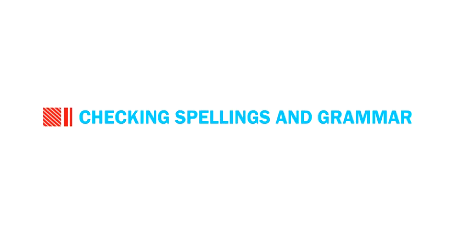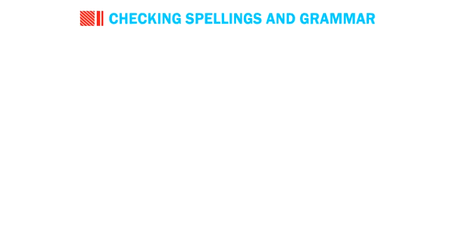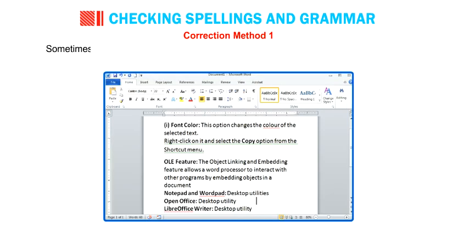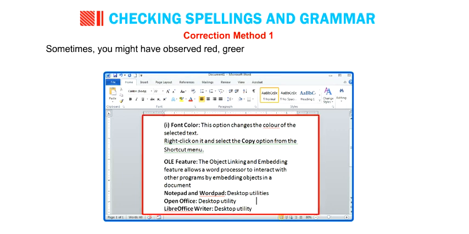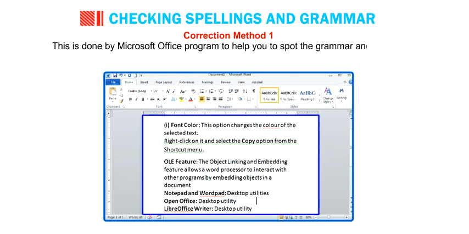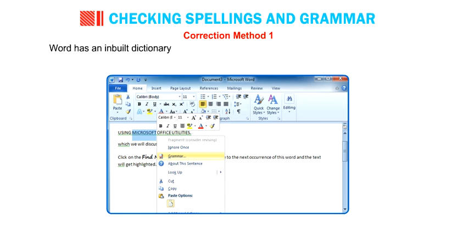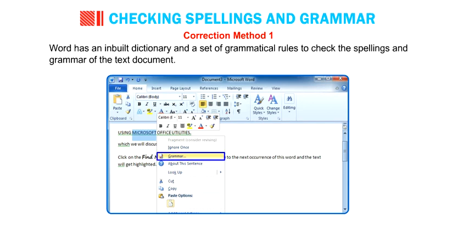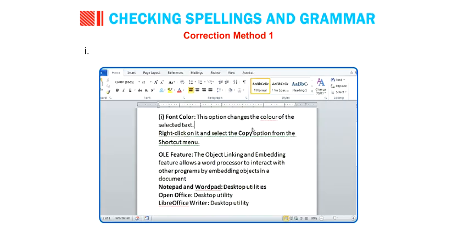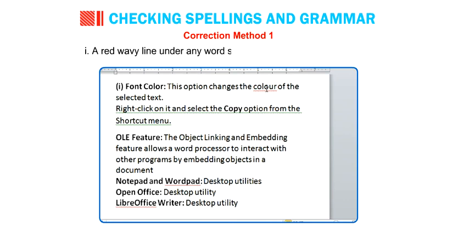Let us discuss how to check spellings and grammar. Correction method 1. Sometimes you might have observed red, green, and blue wavy lines under a few words in your document. This is done by Microsoft Office program to help you to spot the grammar and spelling errors easily. Word has an inbuilt dictionary and a set of grammatical rules to check the spellings and grammar of the text document. Number 1. A red wavy line under any word signifies the incorrectly spelt word.